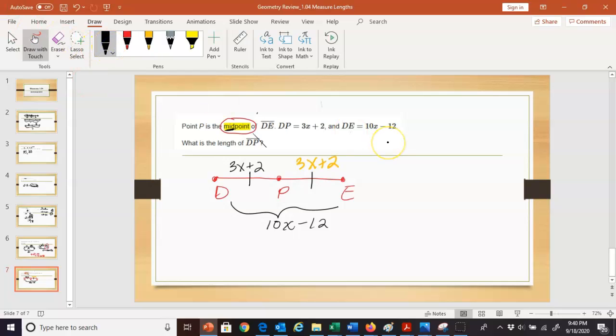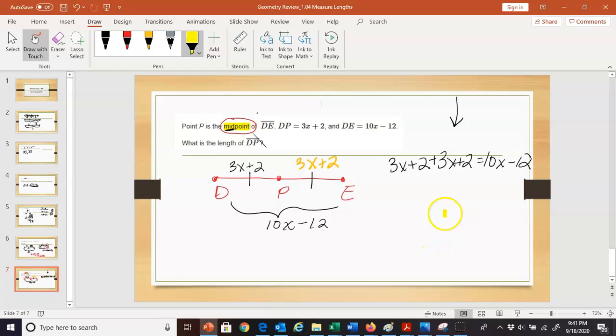So let's just write what I just said. This piece, DP, 3x plus 2, plus the other piece, 3x plus 2, equals the whole thing, 10x minus 12. So you're actually going to find this a lot in our geometry class, where part of the problem feels like geometry, right? This segment addition postulate is geometry. And then now look, we've got it into an algebra problem, which I think is kind of fun. So now we just need to solve for x. This one has multiple steps, so we're just going to take it a step at a time.